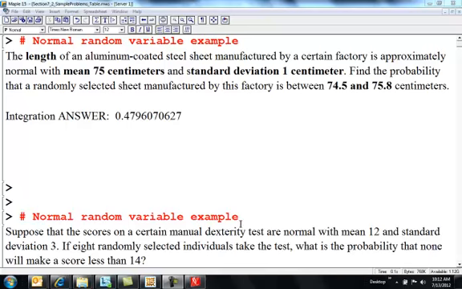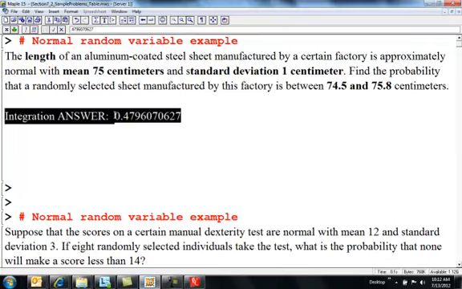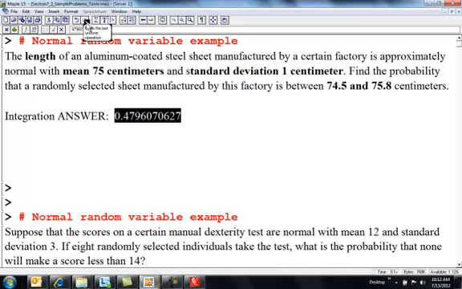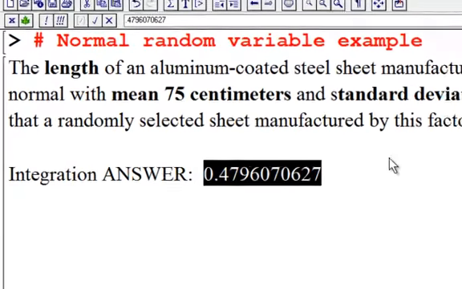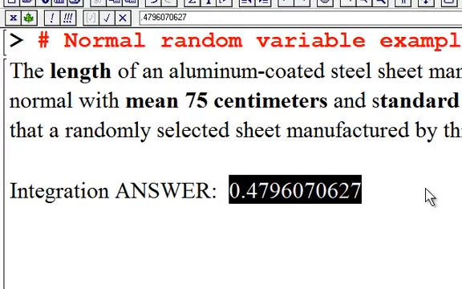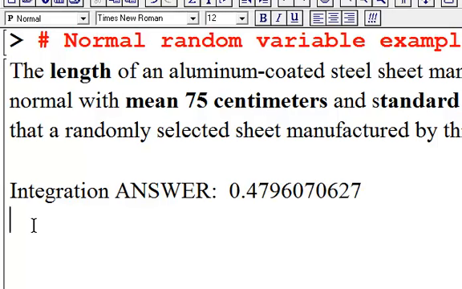In fact, I copied here the answers that we got when we used integration, just so you can compare. But in the future, I don't care which method you use. If you want to integrate or if you want to use the table, either is fine. Sometimes the answers will differ slightly.